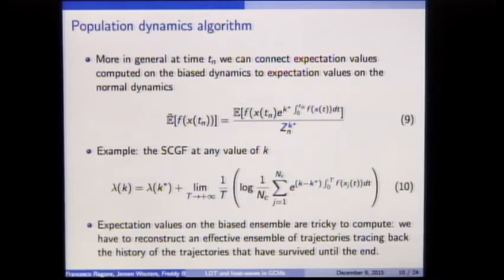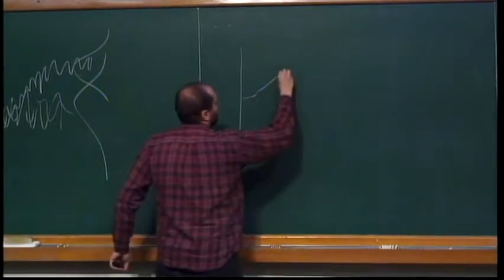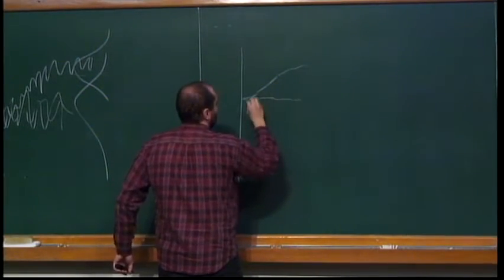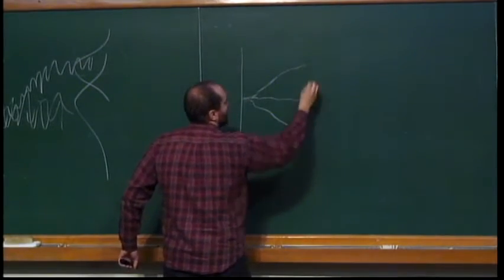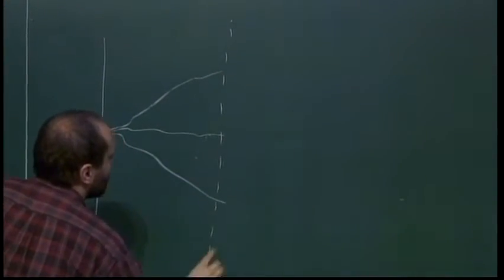The only thing to pay attention to is that the expectation values on the bias dynamics are a bit tricky to compute, because basically you have to reconstruct the effective ensemble of the trajectories that have survived from the beginning to the end. To explain very briefly, let's say that you have 3 trajectories. One was going like that, one was going like that, one was going like that. Okay? And then here you have your cloning event.